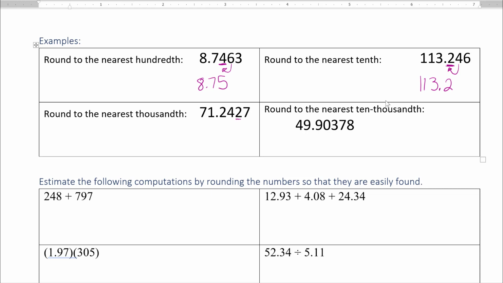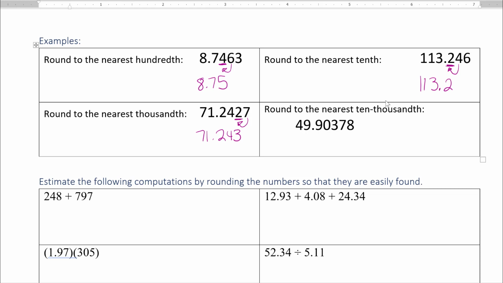The thousandth is the second 2. The 2 is our rounding digit. The 7 is the test digit, which tells the 2 to move up. Because 7 is greater than 5, we change the 2, which is the rounding digit, to a 3. Everything to the right of it zeros, but we don't write zeros.